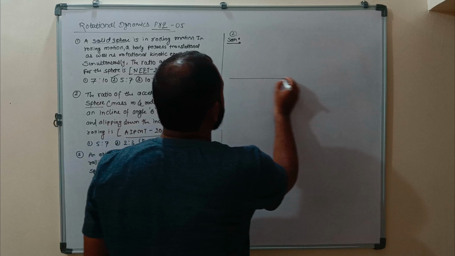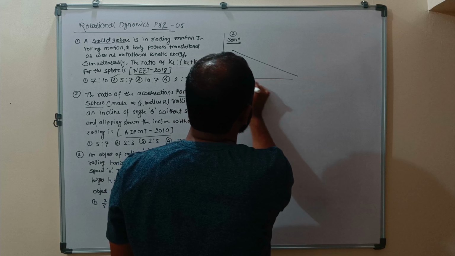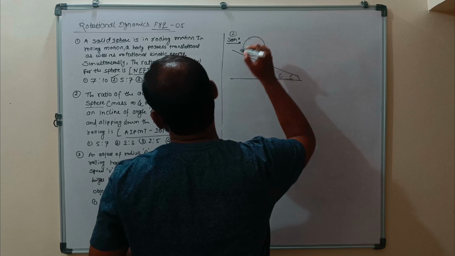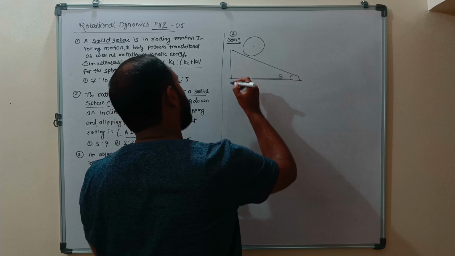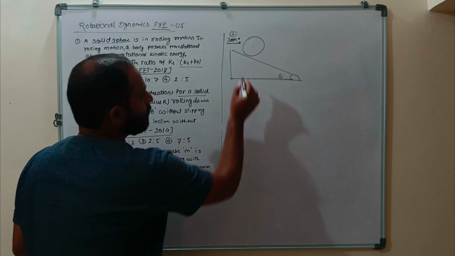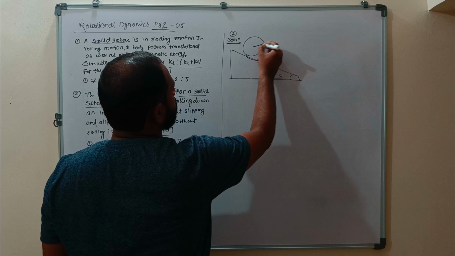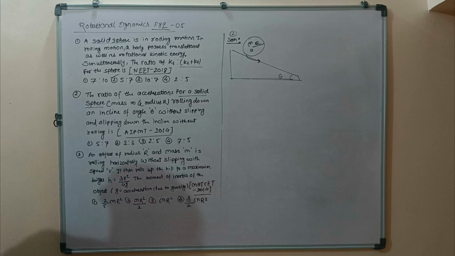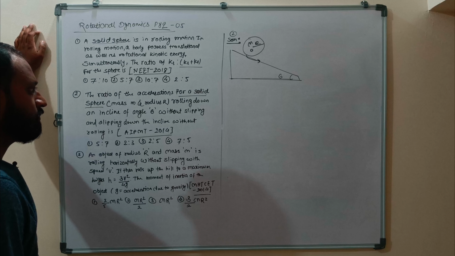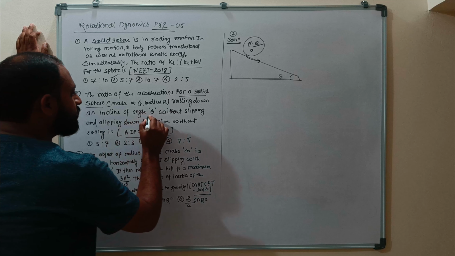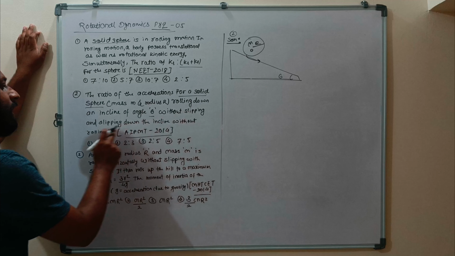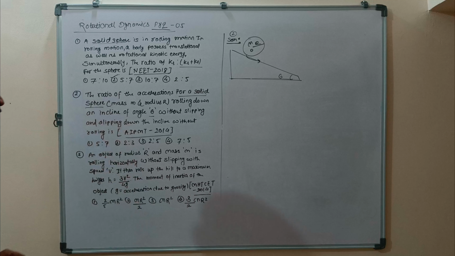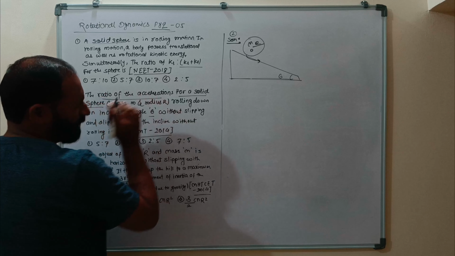If we plot the incline of angle theta, here is a solid sphere rolling down from that platform. This is the radius r, it has a mass, and this is the center. Now see what they are asking: rolling down at an angle theta without slipping, and slipping down the incline without rolling. They are asking to find the ratio of accelerations.